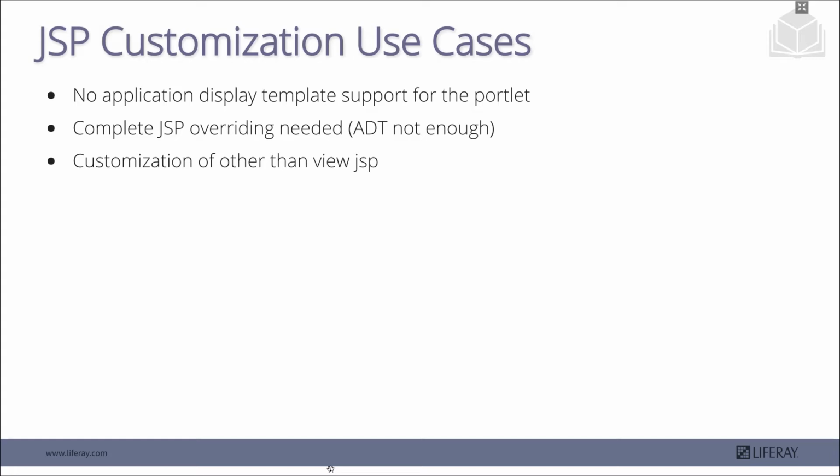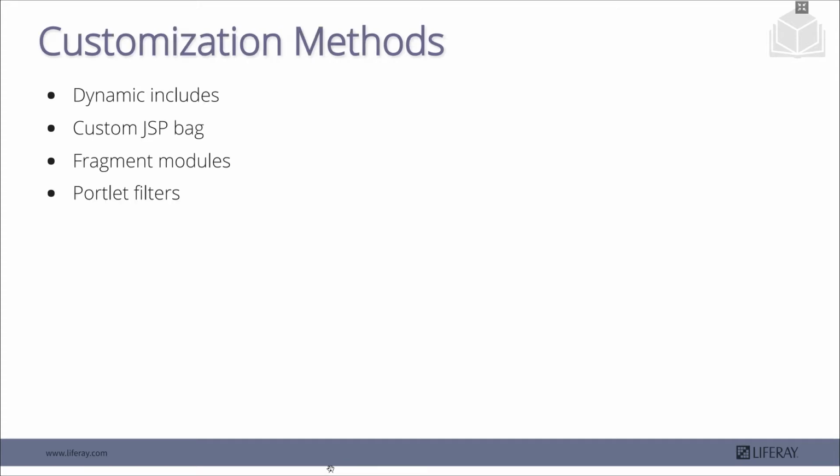And then customization of something other than just a default view.jsp. Maybe we're customizing an edit menu, or a completely different JSP than just the view.jsp. Then we would need to customize that JSP through one of the different methodologies that we're about to look at. So when we're customizing JSPs, there are 4 different ways in which we can do this: dynamic includes, custom JSP bags, fragment modules, and finally portlet filters.